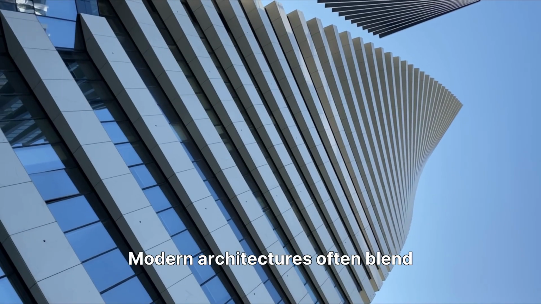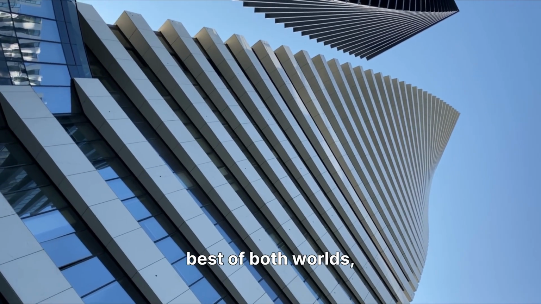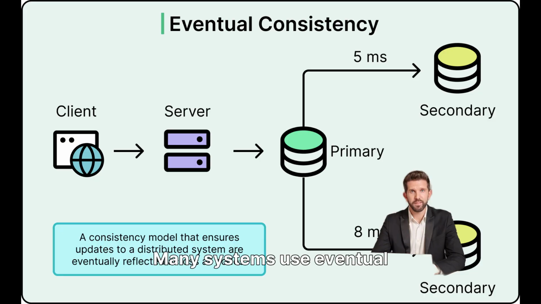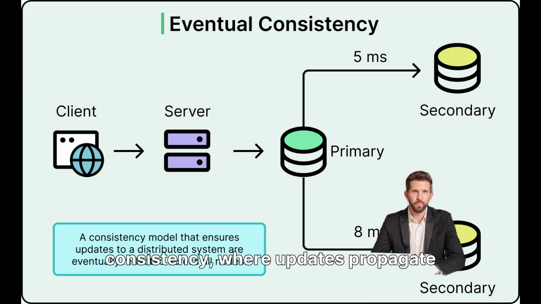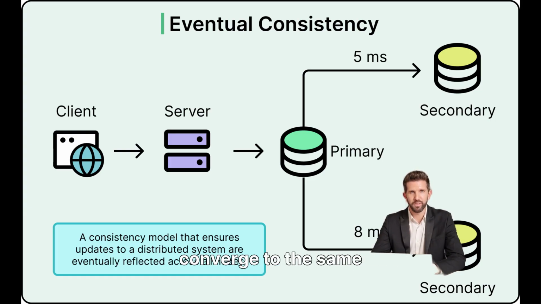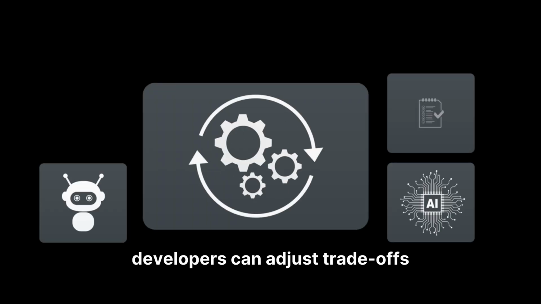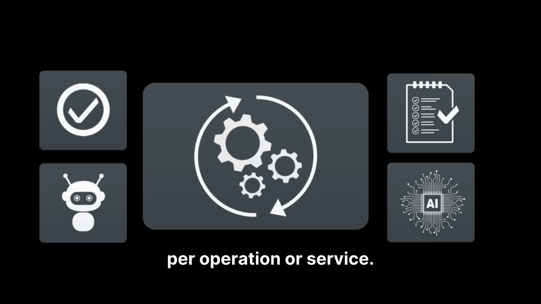Modern architectures often blend strategies to achieve the best of both worlds, adapting to diverse requirements. Many systems use eventual consistency, where updates propagate asynchronously and all nodes converge to the same state over time. Others use hybrid approaches like tunable consistency, where developers can adjust trade-offs per operation or service.